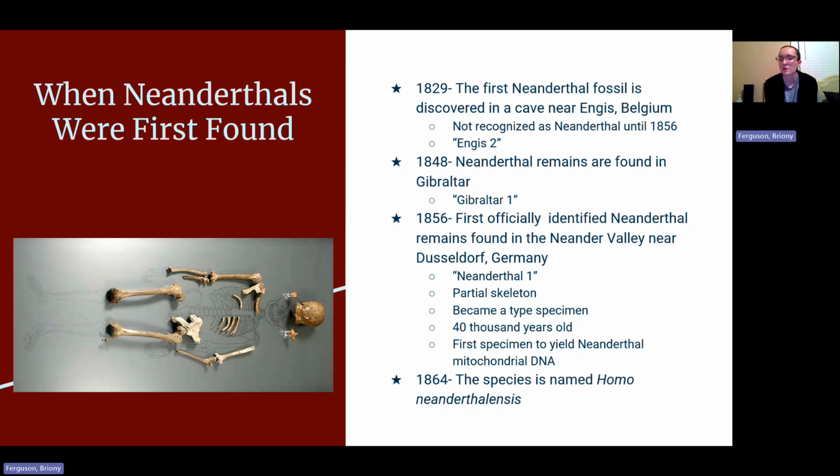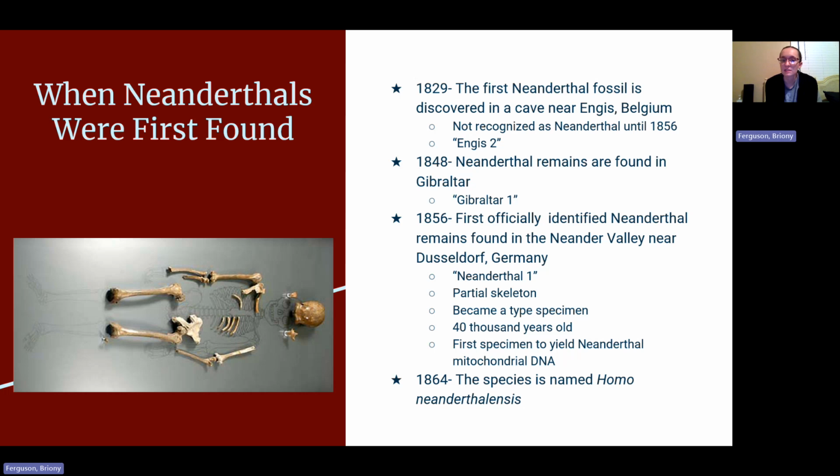So let's start with when Neanderthals were first found. The first Neanderthal fossil was actually discovered in 1829 in a cave near Engis, Belgium, but it wasn't recognized as a Neanderthal until 1856. The specimen that was discovered then was nicknamed Engis II. In 1848, some more remains were found in Gibraltar. These were nicknamed Gibraltar I. Both of these were not complete skeletons. They were mostly just portions of the skull, maybe a couple other bone fragments here and there.